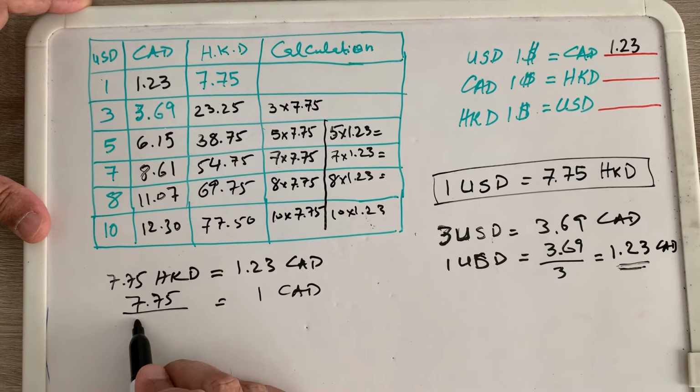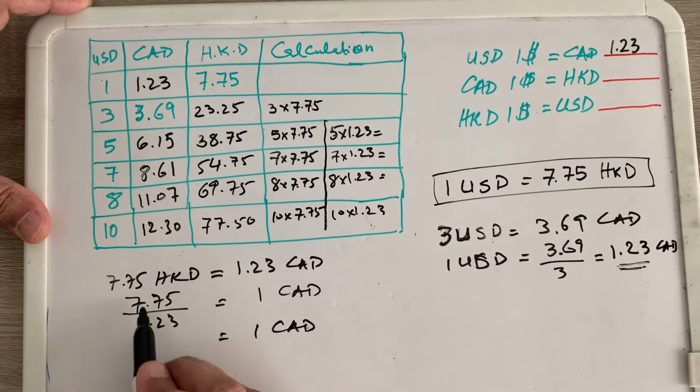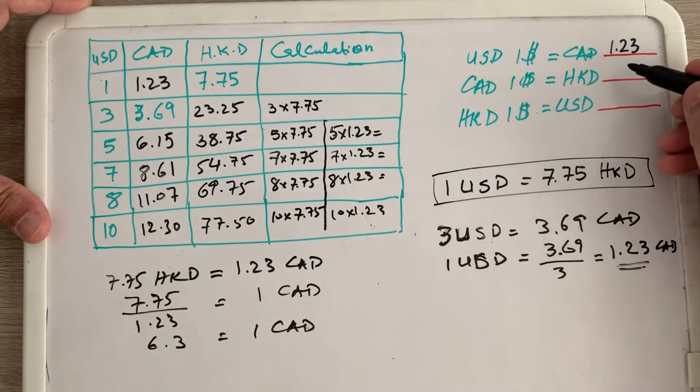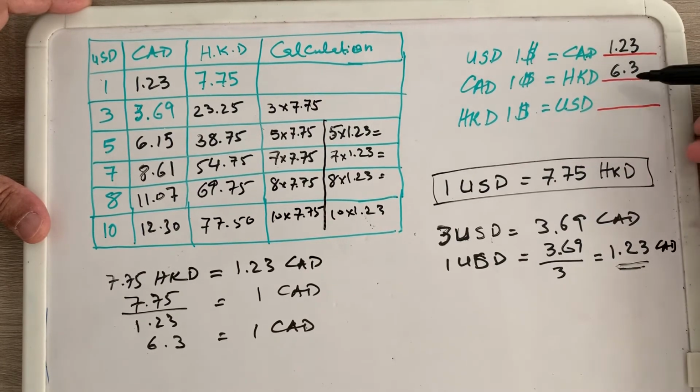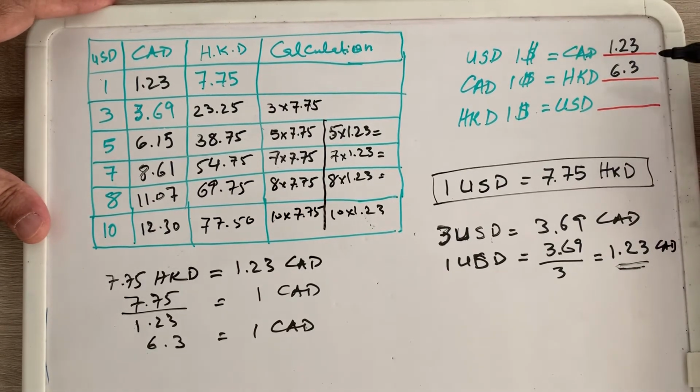7.75 divided by 1.23. So 1 Canadian dollar will be equal to, if you divide 7.75 by 1.23, you get 6.3 HKD, right? So here you can fill in the blank as 6.3. In lieu of 1 Canadian dollar, you will get 6.3 Hong Kong dollars, right? In lieu of 1 USD, you have to multiply by 6.3 to get the value of HKD.